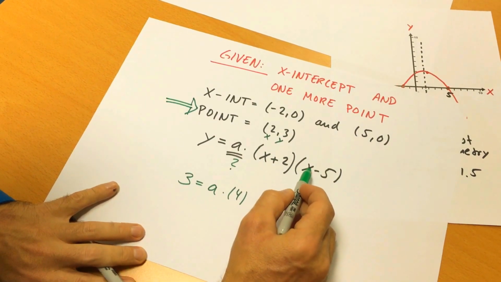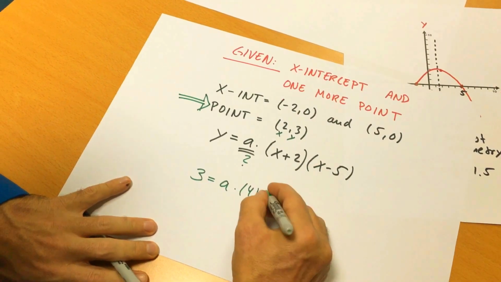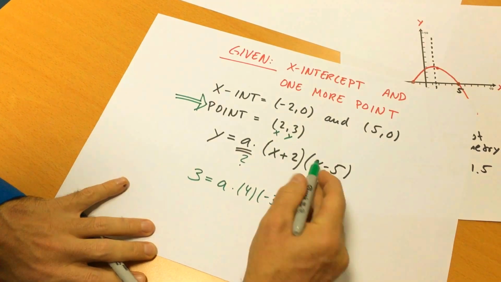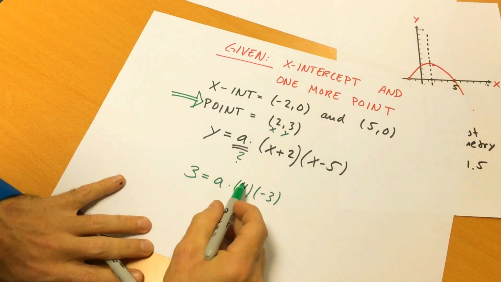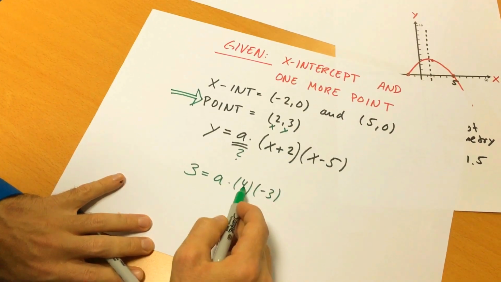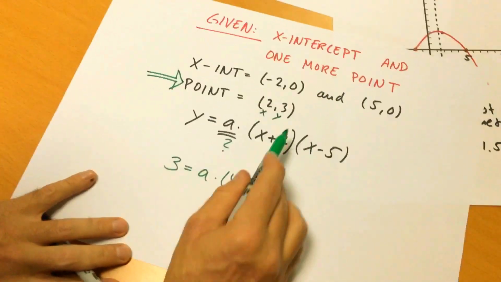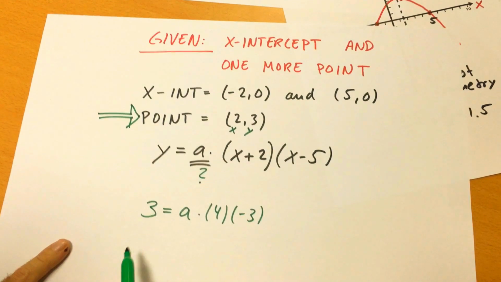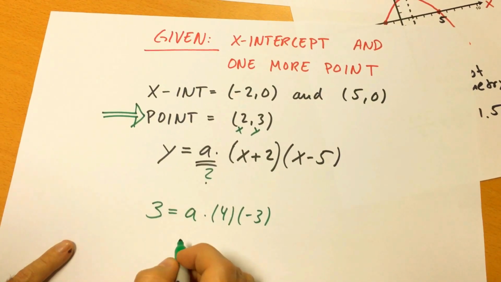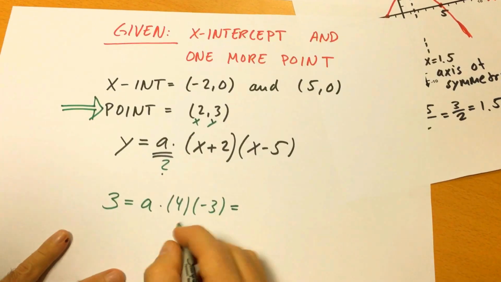And x was still equal to 2, but 2 minus 5 is now negative 3. So it gives me x equal to 2 here, gives me these 2 numbers, and I know that y has to be equal to 3. I still don't know what a is, but I can solve this now to see what happens.